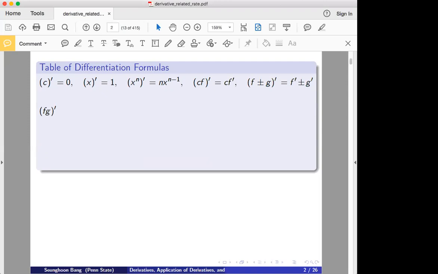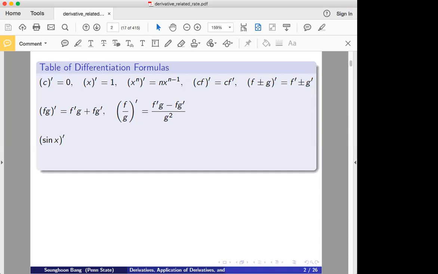F times G prime. So we can use the product rule: F prime G plus F times G prime. F over G prime is the top one prime times bottom one minus top one times bottom one prime, over bottom one squared. What's the sine prime?